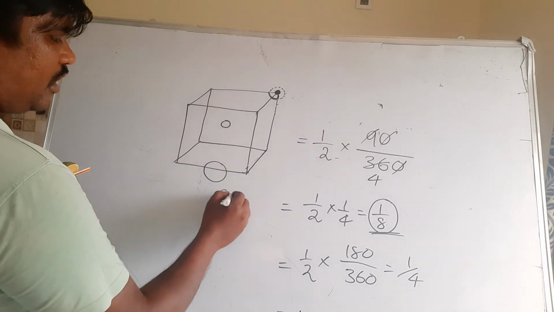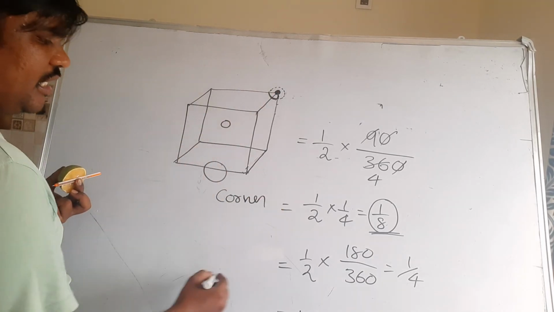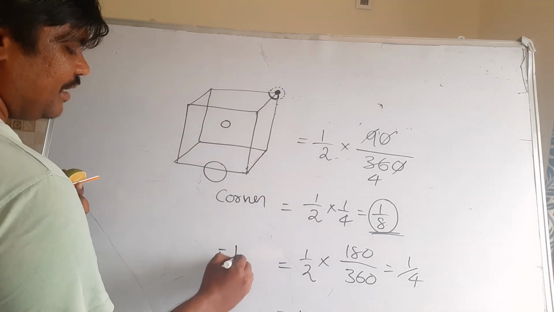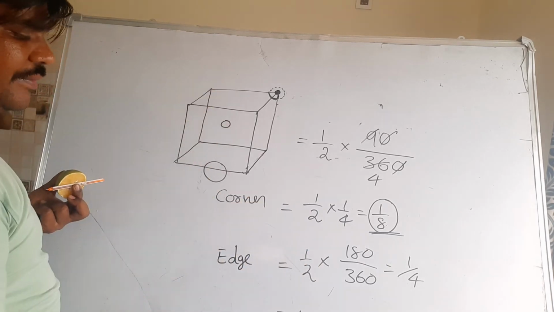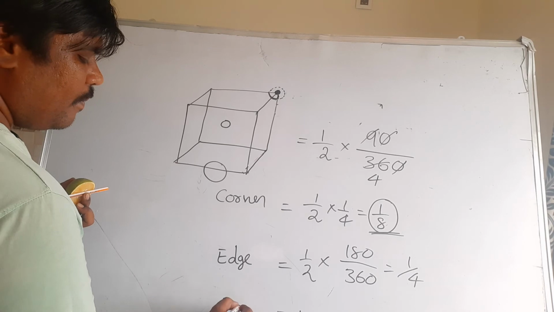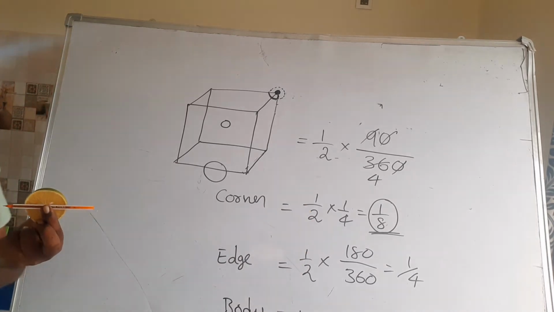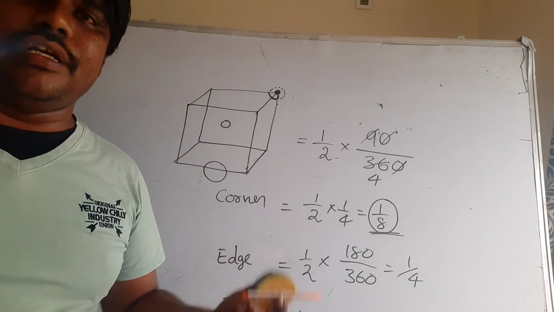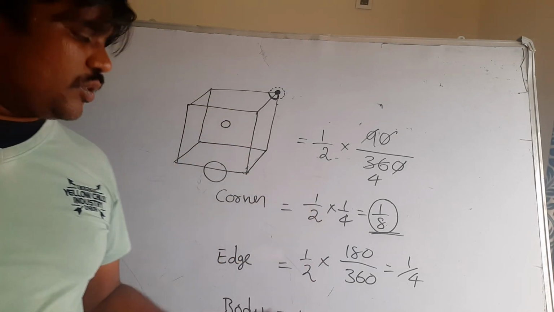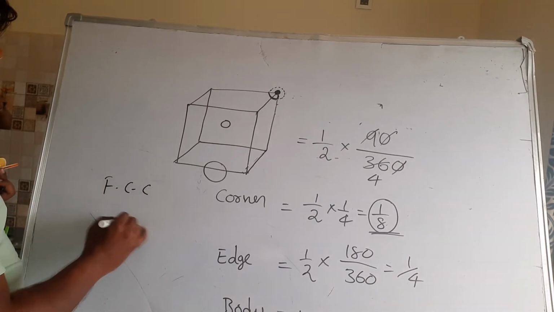This is the corner contribution. Corner lattice point contribution towards the unit cell. This is the edge lattice point contribution towards the unit cell. This is the body center contribution towards the unit cell. Body center lattice point contribution towards the unit cell. It is 1. And then the face center contribution.